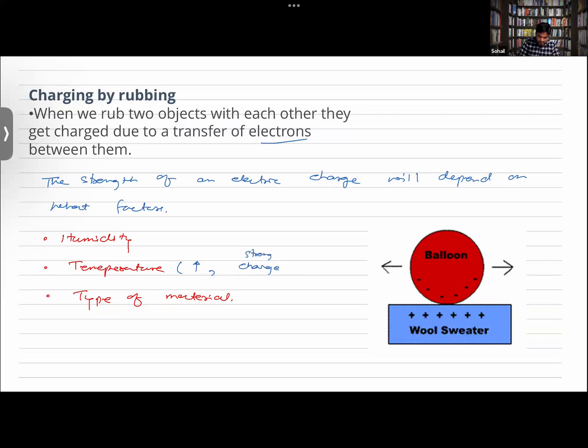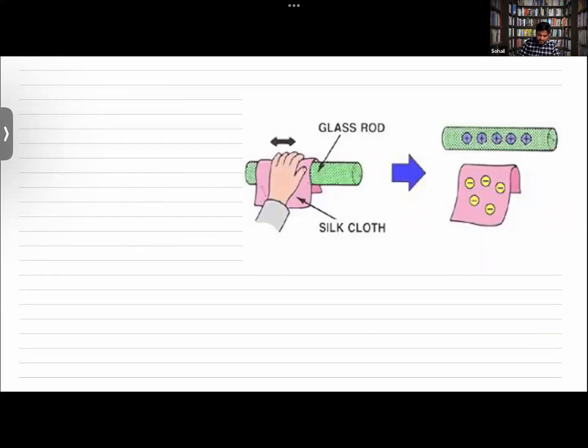the strength of charge goes down. And this is the sign of direct proportion. So humidity is directly proportional to the strength of static charges. Hope that is clear. That is basically by rubbing, the image is showing that charges can get transferred.